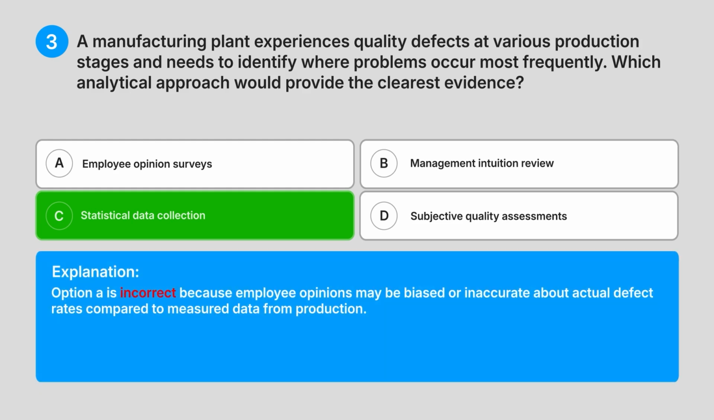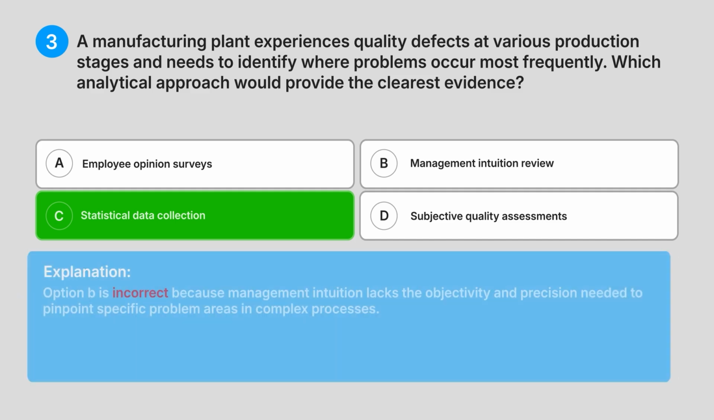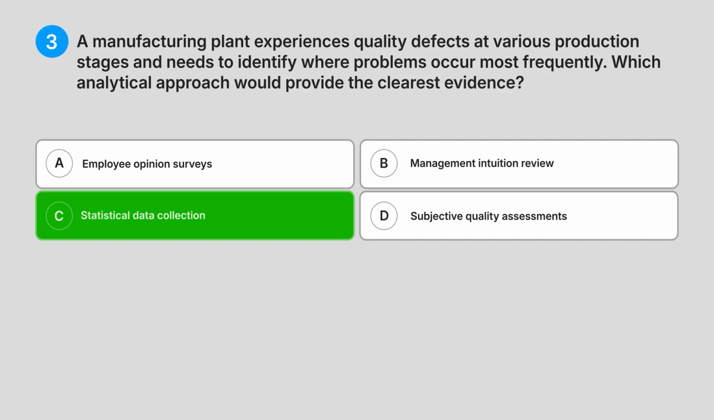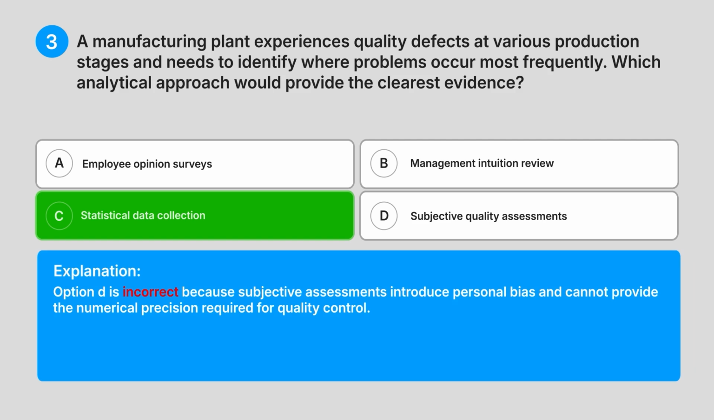Option A is incorrect because employee opinions may be biased or inaccurate about actual defect rates compared to measured data from production. Option B is incorrect because management intuition lacks the objectivity and precision needed to pinpoint specific problem areas in complex processes. Option D is incorrect because subjective assessments introduce personal bias and cannot provide the numerical precision required for quality control.